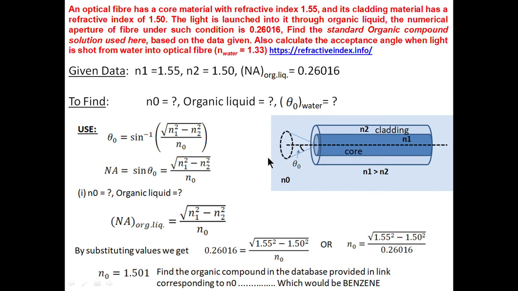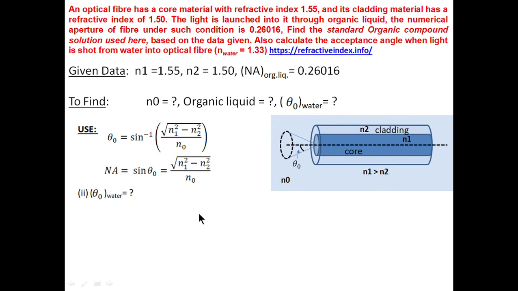So you found out that it's benzene, the liquid in which the optical fiber is immersed, and when light travels inside this benzene with refractive index 1.501, the numerical aperture, such that total internal reflection is happening, is 0.26016. So you are identifying benzene through just this number. This number tells you the refractive index of your so-called liquid, which corresponds to benzene. So this first part of the problem is solved. That is, what is the refractive index of your external medium or liquid, and what is the type of liquid. You have answered both: n naught is 1.501 and benzene is the liquid that you are using.